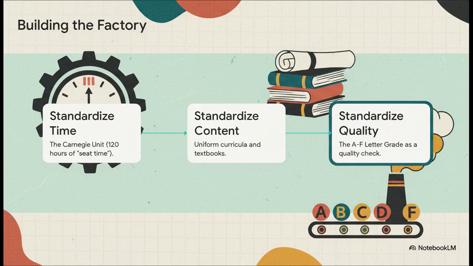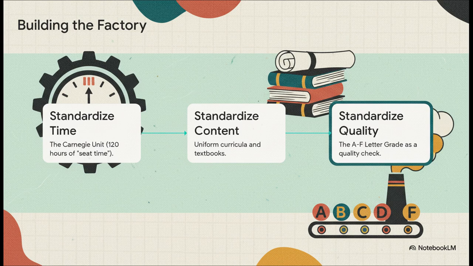Now, to get this factory model to actually work, you have to standardize everything. So, step one, standardize time. That's where we get the Carnegie unit. 120 hours of just sitting in a seat equals 1 credit. Step two, standardize the content so everyone gets the same textbooks. And then the final, most important piece of the puzzle, standardize the quality check.